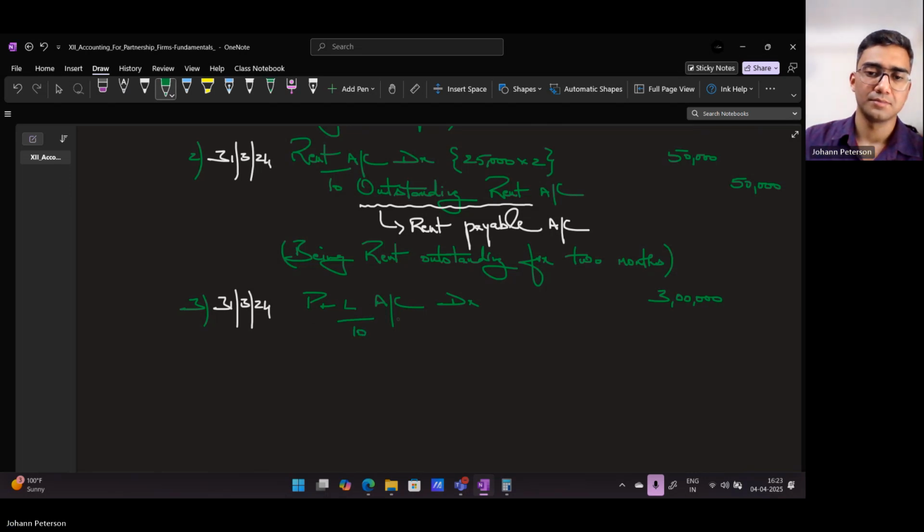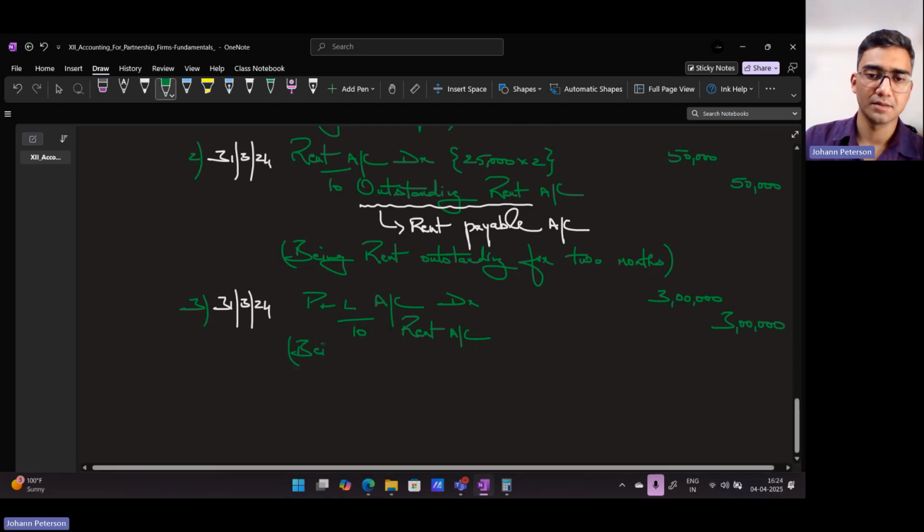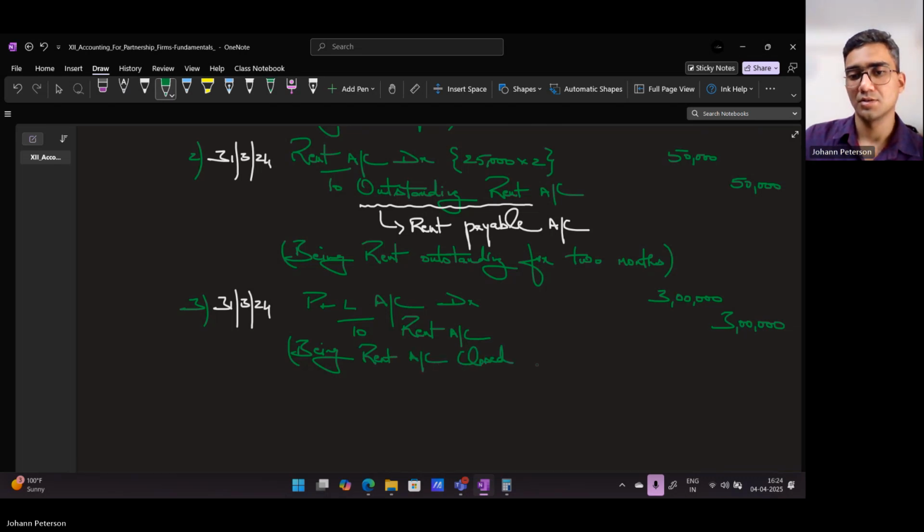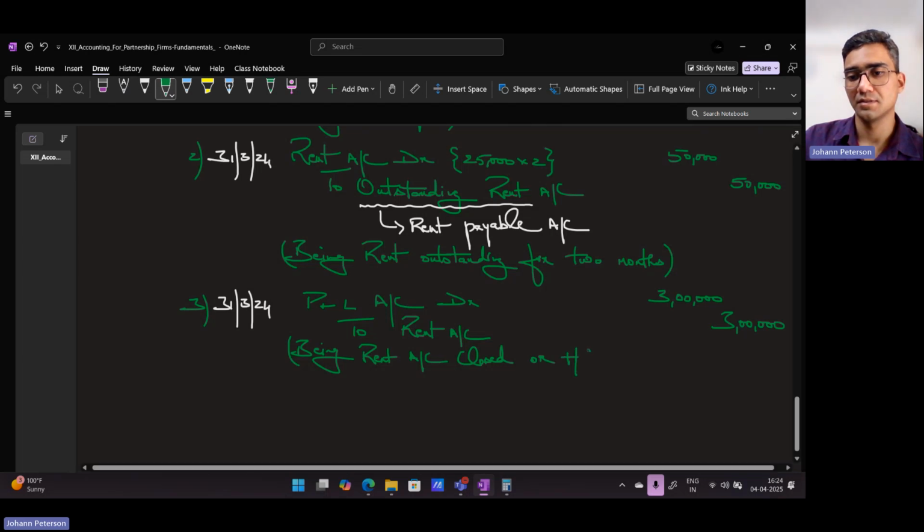To Rent account, amount is 3 lakh. Narration: being rent account closed or transferred to the P&L account. So these are going to be our entries.